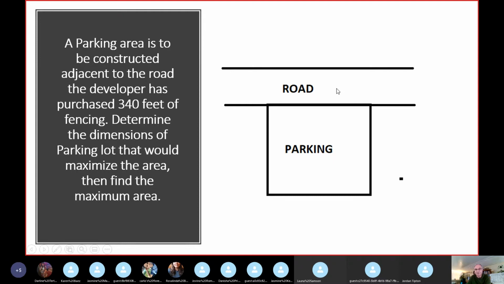So we have a road, and we enclose one specific area. I want to use it for the parking lot. I want to find the dimensions of this area to be maximum. This is the idea for the first application problem.